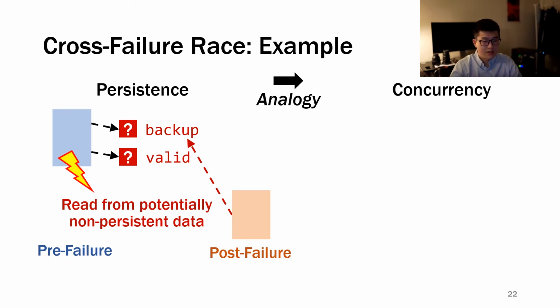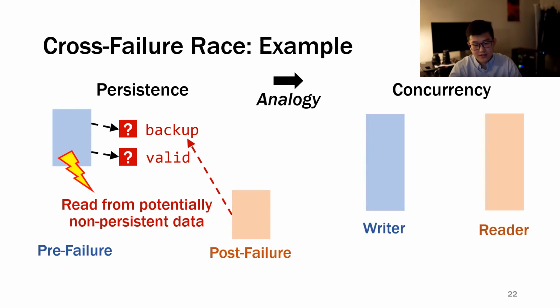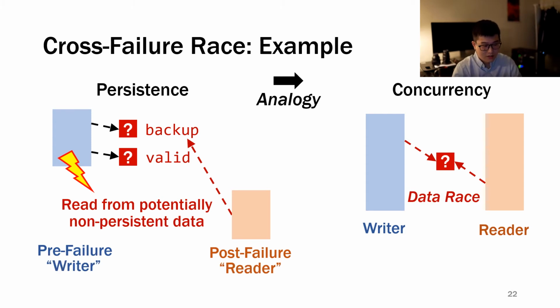Such uncertainty gives us the idea of making an analogy between the persistent domain and concurrency. In the concurrency domain, we have a writer and a reader, both accessing a shared location, say an integer that the writer is trying to set to 10, and the reader wants to see the current value of the integer. Because those two are happening at the same time, there's no guarantee what value the reader will obtain in the end, which is a data race. So back in the persistent domain, because of the similarity, we call pre-failure the writer and post-failure the reader, because the pre-failure is trying to update some location, and the post-failure is trying to read from that location for certain recovery, for example.